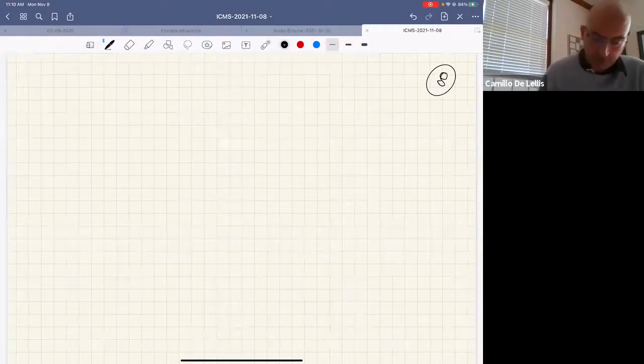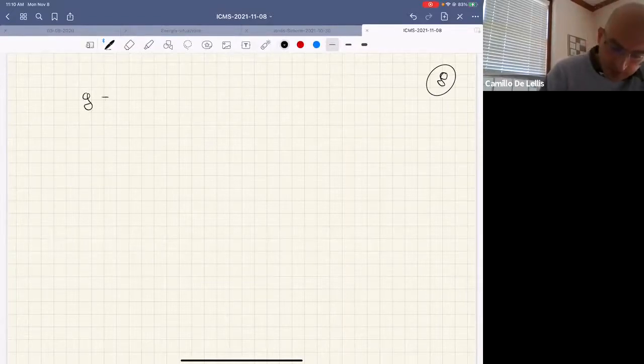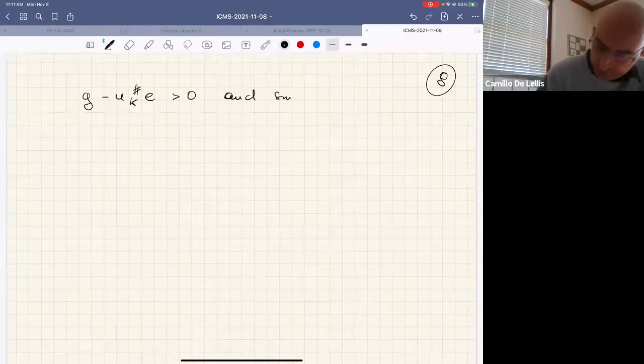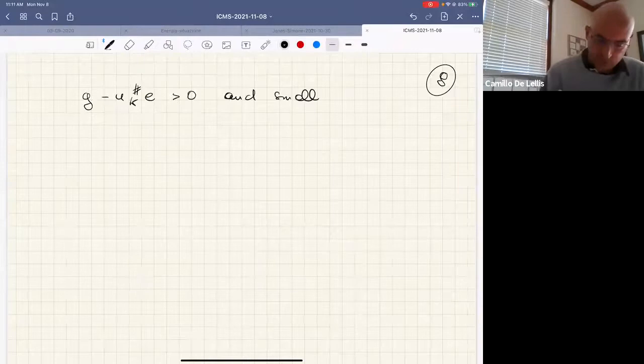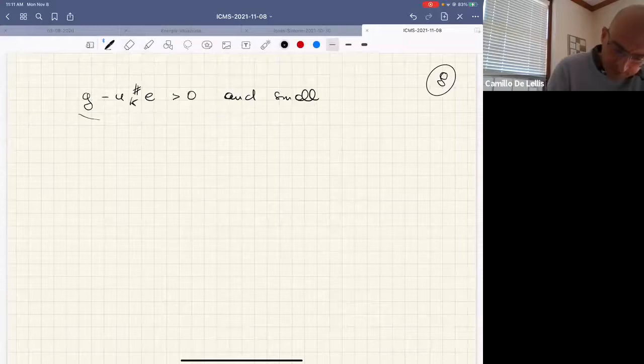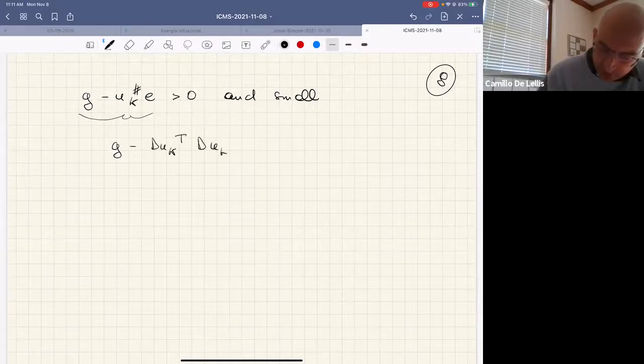So okay, now let me just tell you that now I have the more general problem, right? So let me say that I have this g, and I have this g minus Duk^T times Duk, which is bigger than 0 and small. Okay, and now let me make the following assumption.